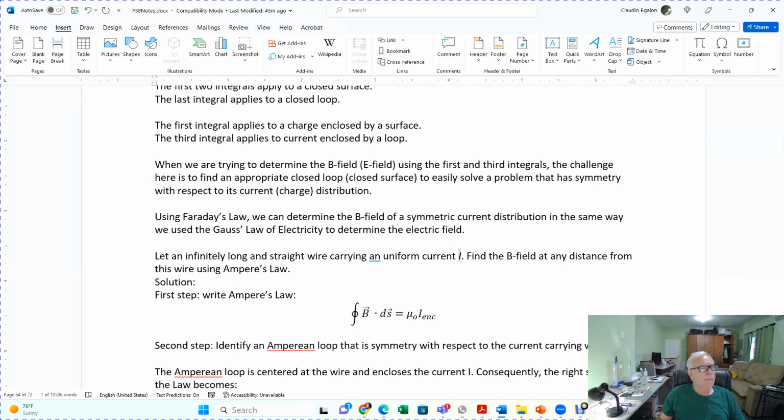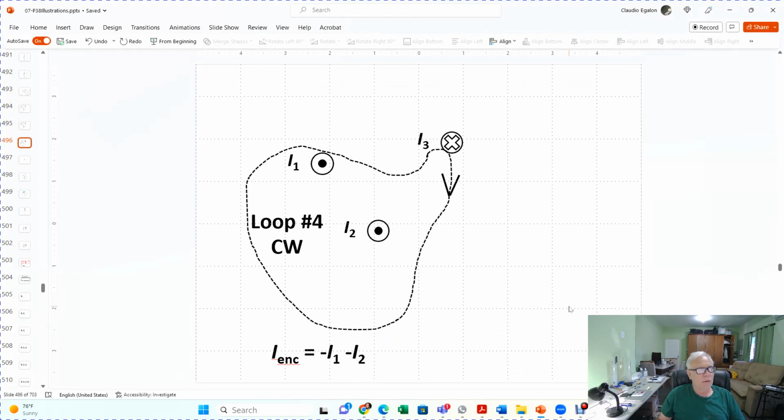First step is to write Ampere's law. Okay? First step, I'm going to put that in bold-faced and italics. The second step is to identify an Amperian loop, by the same token that we identified that Gaussian surface in the past, that is symmetric with respect to the current carrying wire. Okay? So I'm going to illustrate that here in my PowerPoint slide.